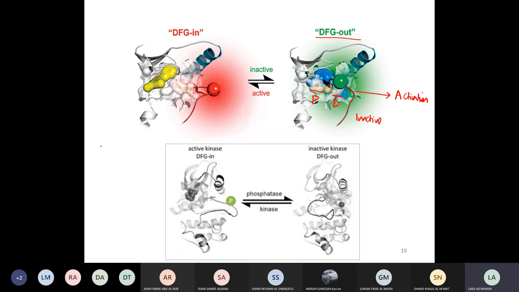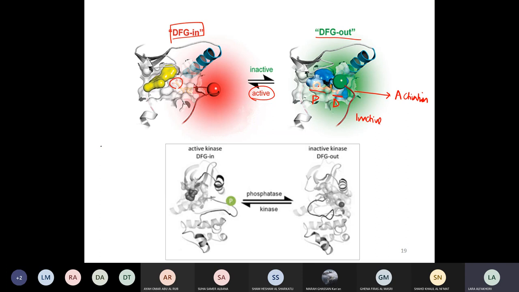Now in the activation of the enzyme, or when the conformation is in the active form where the ATP can access the ATP binding site, the DFG is in the in conformation state. When we say in, it means the aspartic acid is pointing towards the binding site of ATP. Something else we need to consider is that when the aspartic acid changes, the phenylalanine also changes.